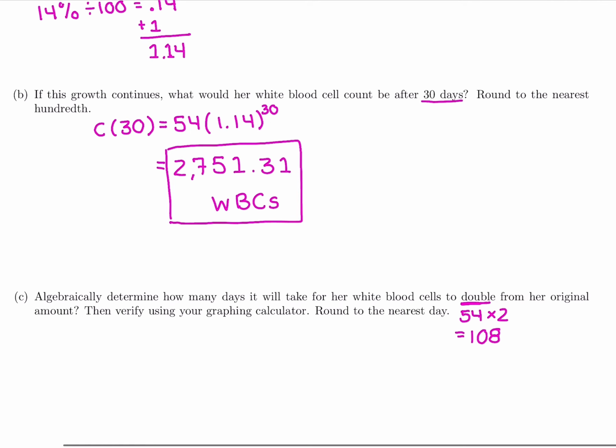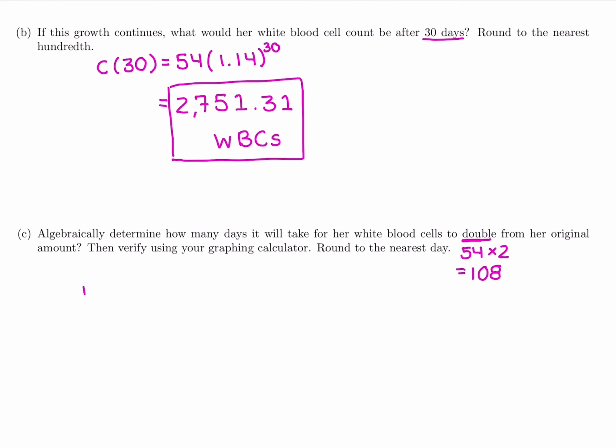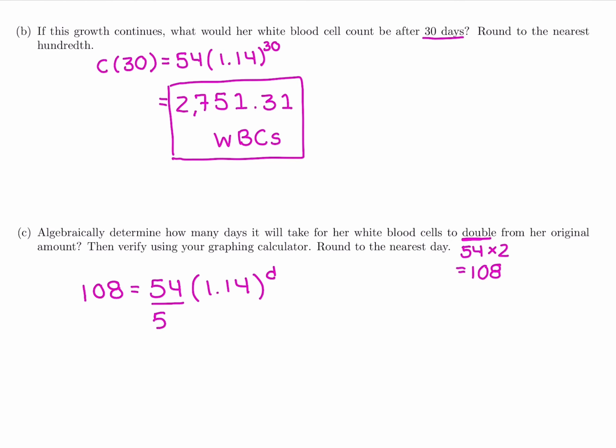So in this formula, we're going to set our count to be 108 and solve for how many days that takes. So we're going to write 108 equals 54 times 1.14, our equation from above, to the d. And I'm going to get d by itself. Well, it's at the exponent, so we're going to have to use logs to solve this exponential. First of all, I want to get the exponential part on one side by itself, so I don't want it to be multiplied by 54 anymore. So 108 divided by 54, no surprise there, that's 2, because we're doubling it.